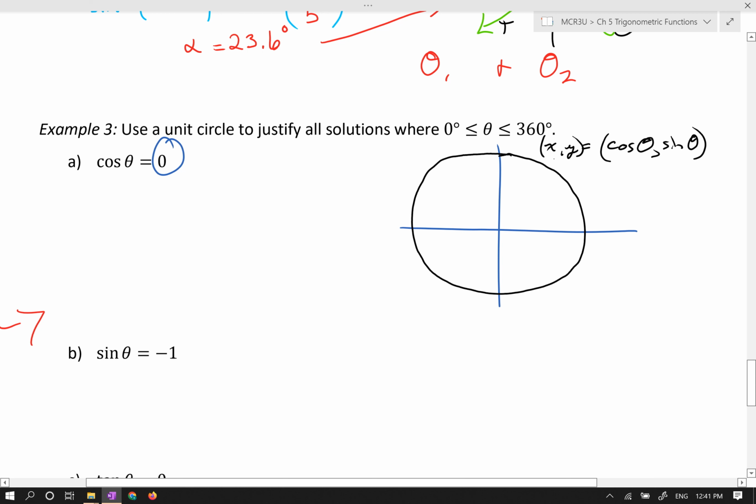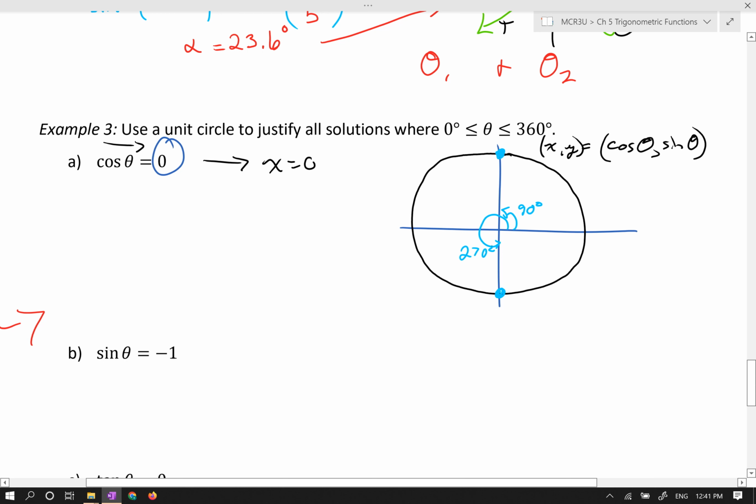So if I'm looking for the cosine of theta equal to 0, what I'm really looking for is where x equals 0. So where on my unit circle does x equal 0? Well, I know it equals 0 if my theta is equal to 90 degrees, or if my theta is equal to 270 degrees.